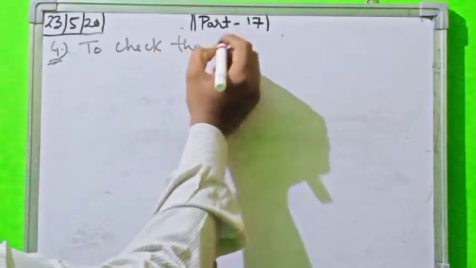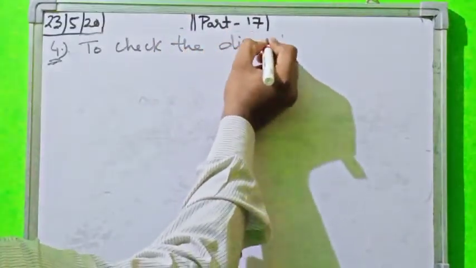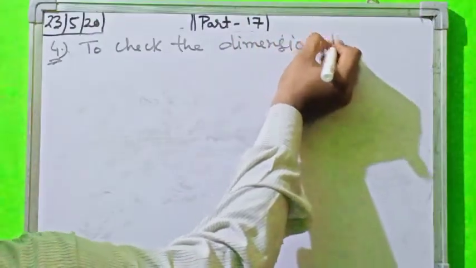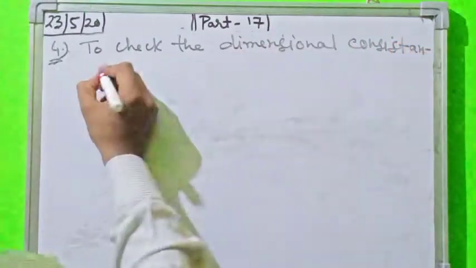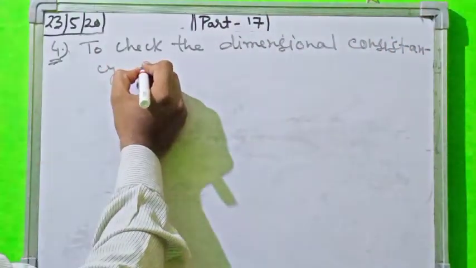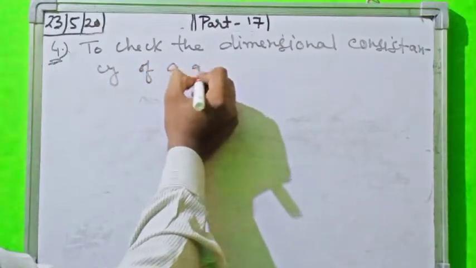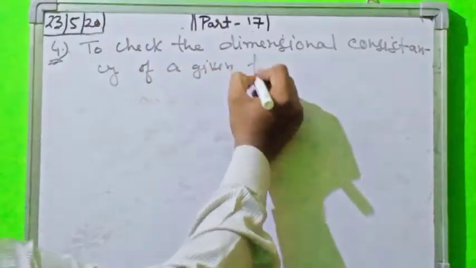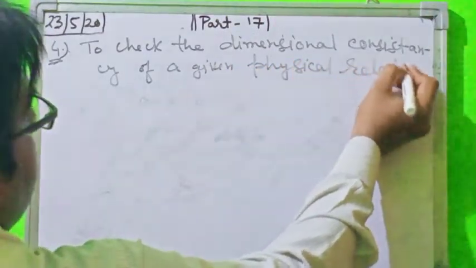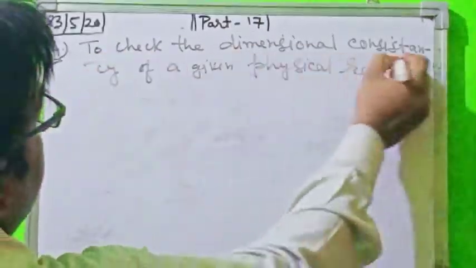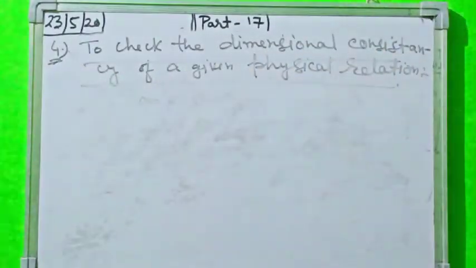To check the dimensional consistency of a given physical relation, we will check the dimensional correctness with the help of the principle of homogeneity.